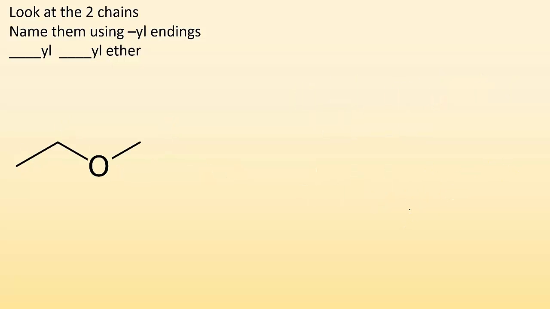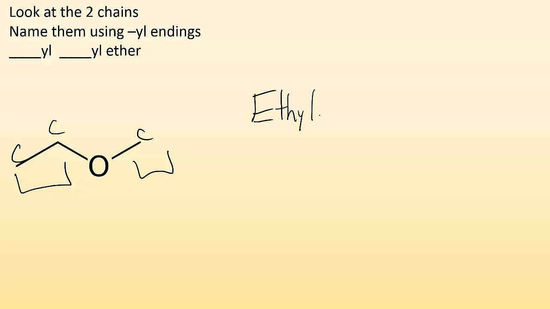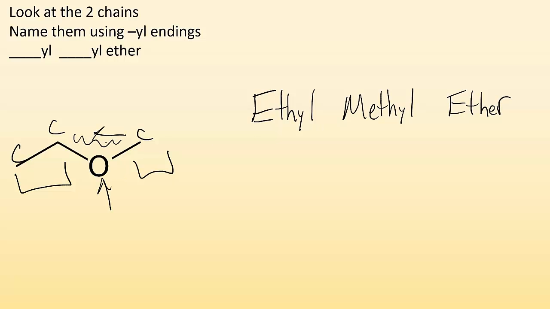Right? Another example. All right, so I got carbon, carbon, and then a carbon here. So I got this group and I have this group. So I got a methyl and an ethyl. And generally, I put them in alphabetical order. So I'm going to go ethyl, methyl, ether. So again, I know it's an ether because I got this oxygen in the middle of a chain. It's linking 2 of these carbon chains together. That's how I know it's an ether. And that's how you name the ethers.